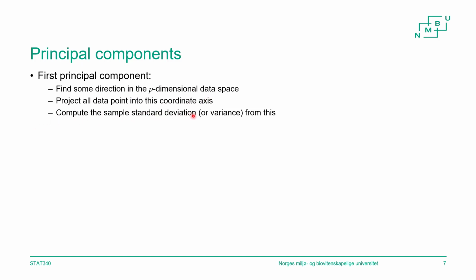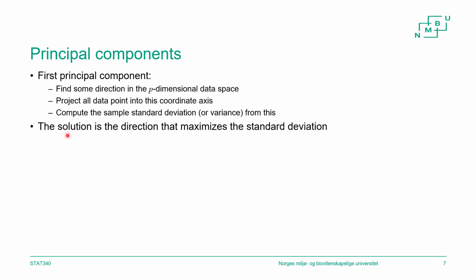Compute the sample standard deviation from that. And that's possible, right? Because now you have one set of values, one for each data point, after you project onto this coordinate axis. You have one single vector of numbers, and then you can compute the standard deviation of that row. You can think of it as a row in the table.